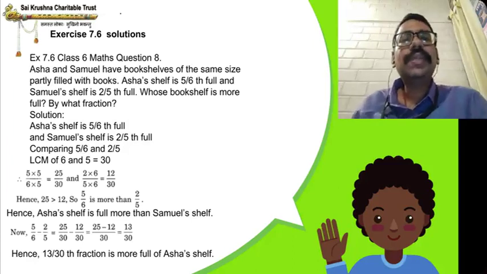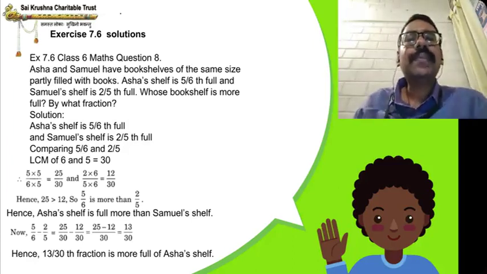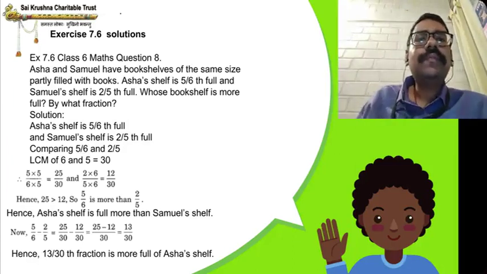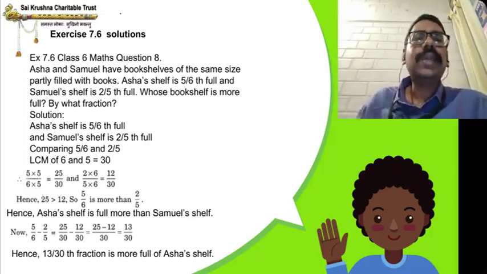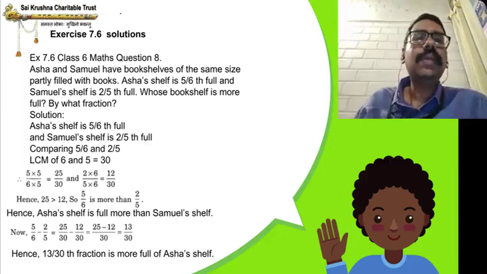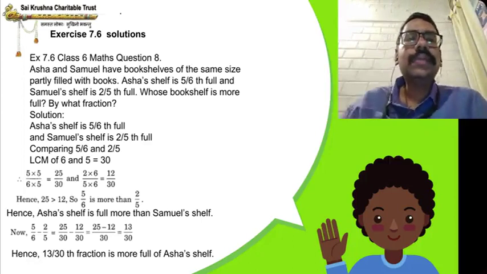So Asha's shelf is how much fraction full? 5 by 6 full. And Samuel's shelf is 2 by 5 full. So we'll compare 5 by 6 and 2 by 5. So LCM of 6 and 5 is what? 30. Both 5 by 6 and 2 by 5 are proper fractions. When you are comparing, what you have to do? Find the LCM first. Why 6 and 5? You should find the LCM of the denominators. 6 and 5 LCM is 30.